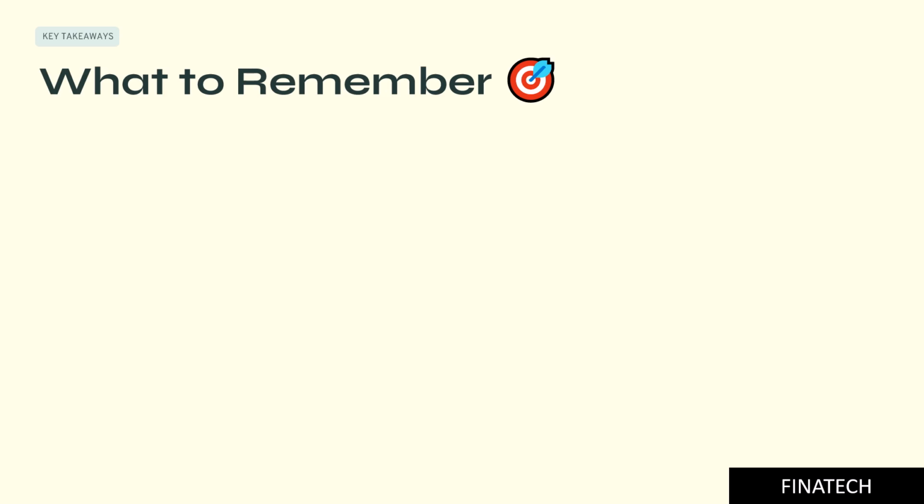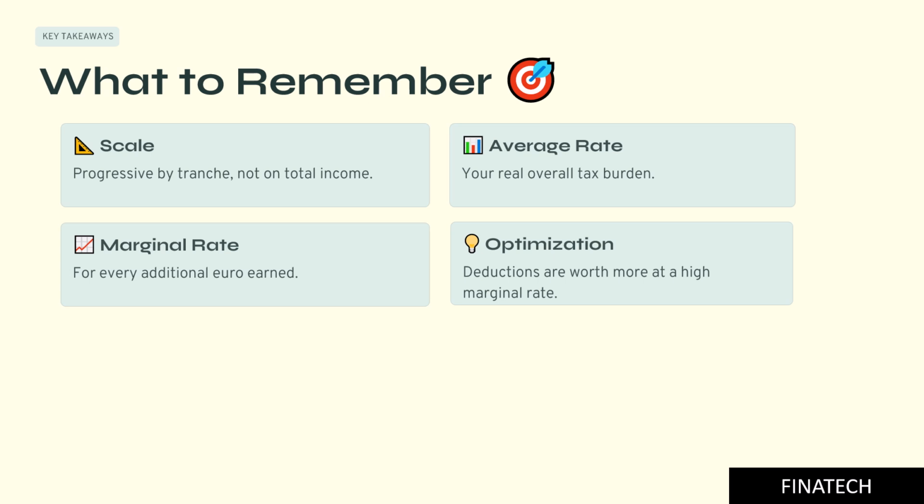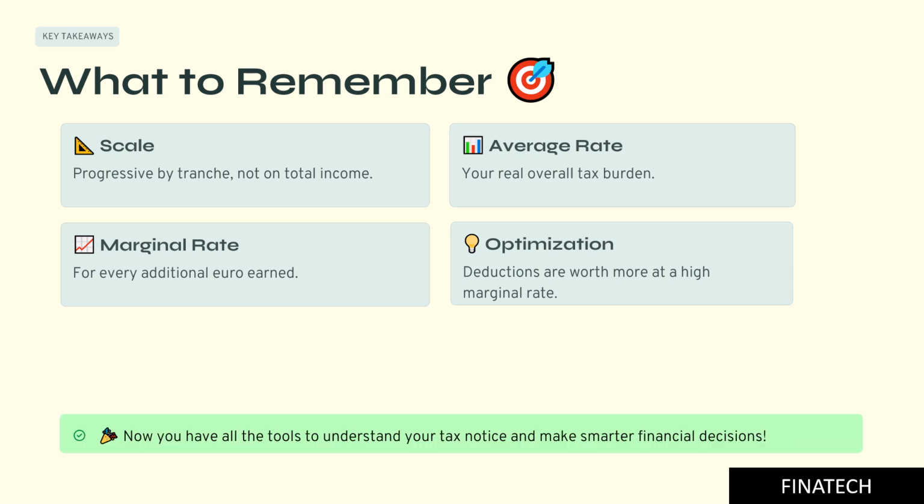And finally, let's take the key takeaways. What to remember? The scale is progressive by tranches, not on total income. The average rate is your real overall tax burden. The marginal rate applies to every additional euro earned. And lastly, optimization: deductions are worth more at a high marginal rate. Now you have all the tools to understand your tax notice and make smarter financial decisions.